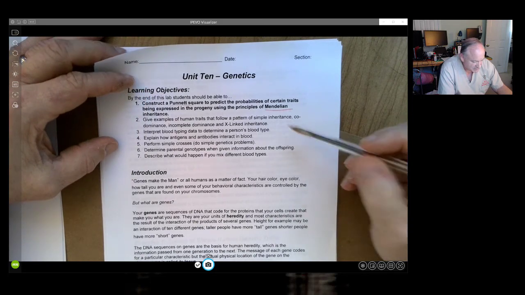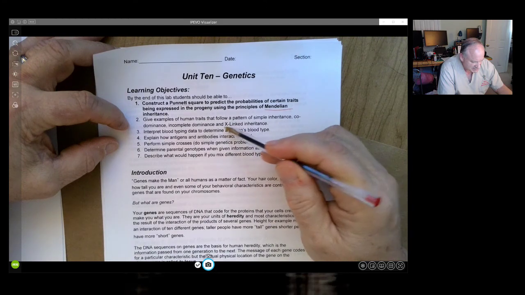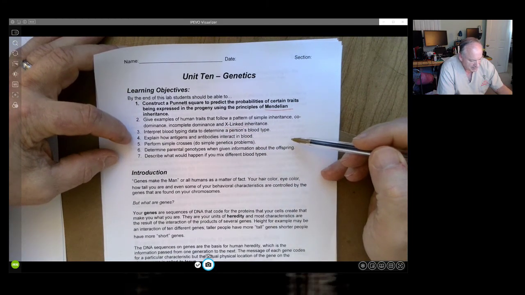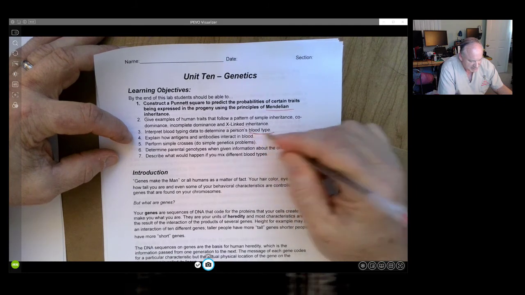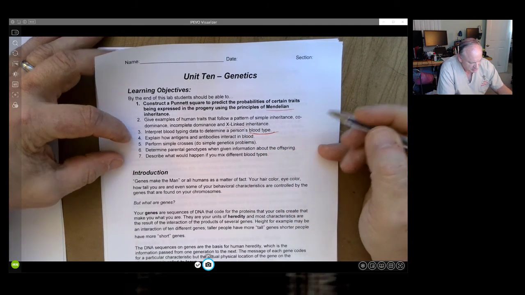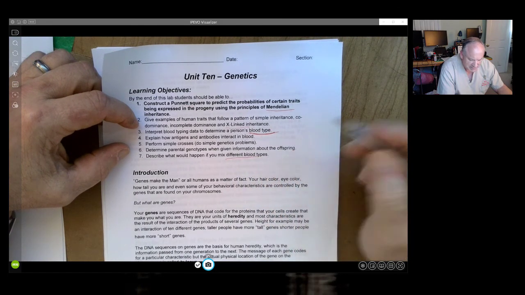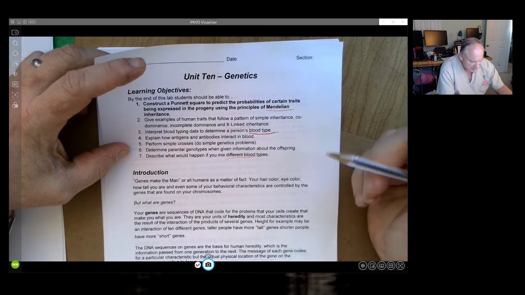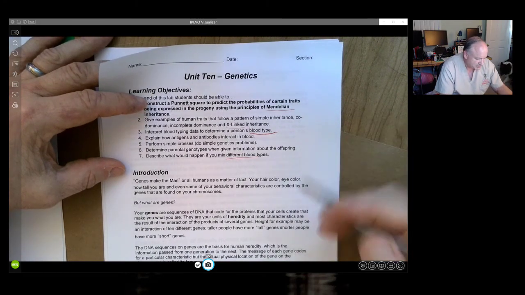And so we're going to go over the Punnett squares, talk about sex-linked inheritance. We're going to talk about blood types. That's a biggie. Everyone should know about blood typing and what the restrictions are, and what happens if you mix blood types. And so those are some of the things that we're going to talk about. And so let's get into it.